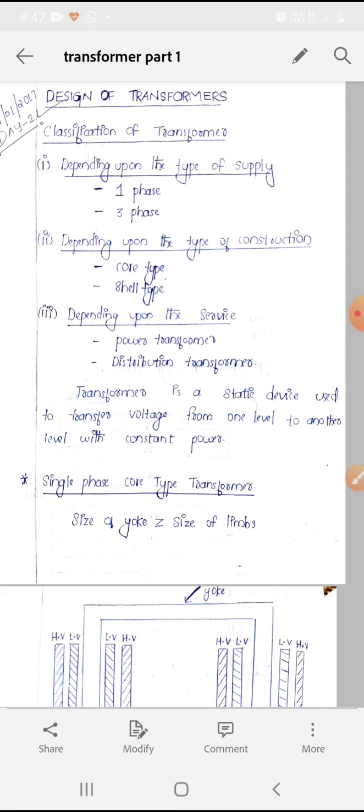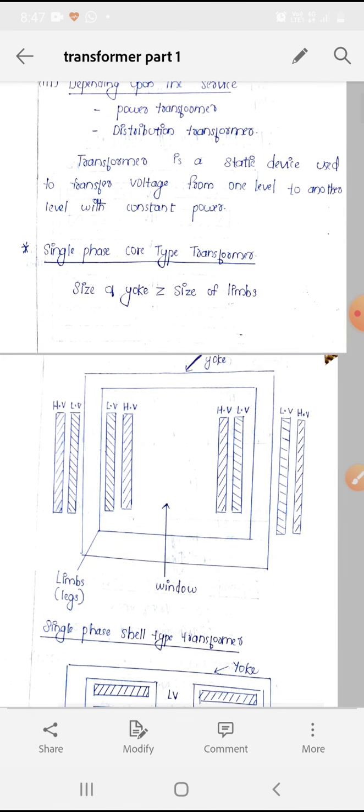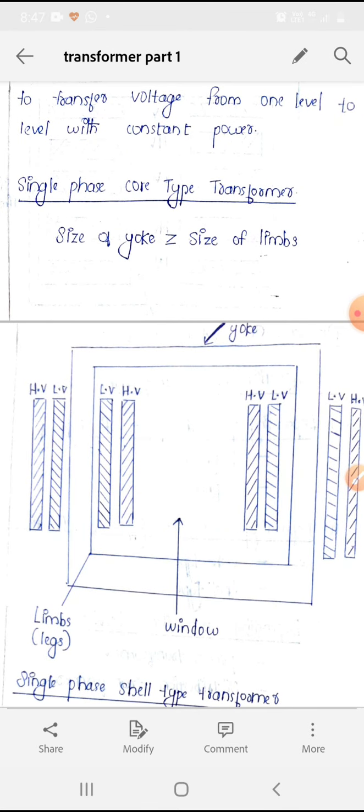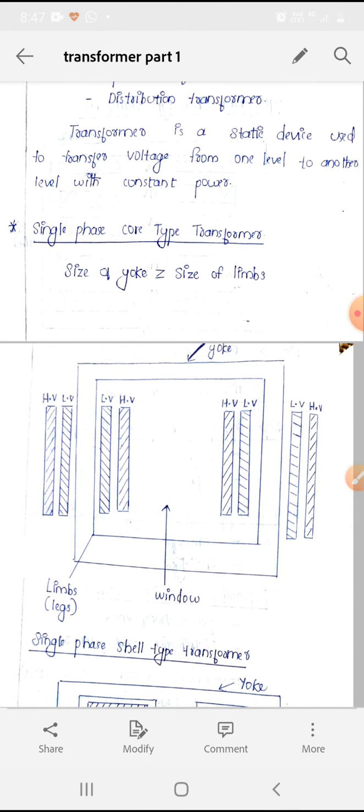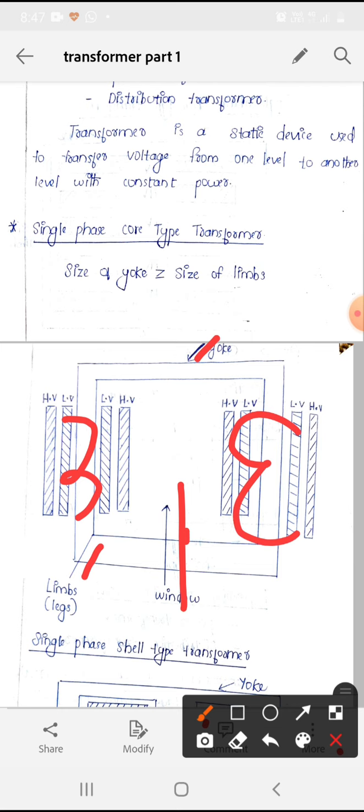So what is a transformer? It's a static device used to transfer voltage from one level to another level with a constant power. So let's see the single phase core type transformer. This is the diagram of single phase core type transformer. For single phase core type transformer, there is only one window. This is the window. This is the limbs or leg, and the outer portion is the yoke. And this is the primary winding section, and this is the secondary winding section.